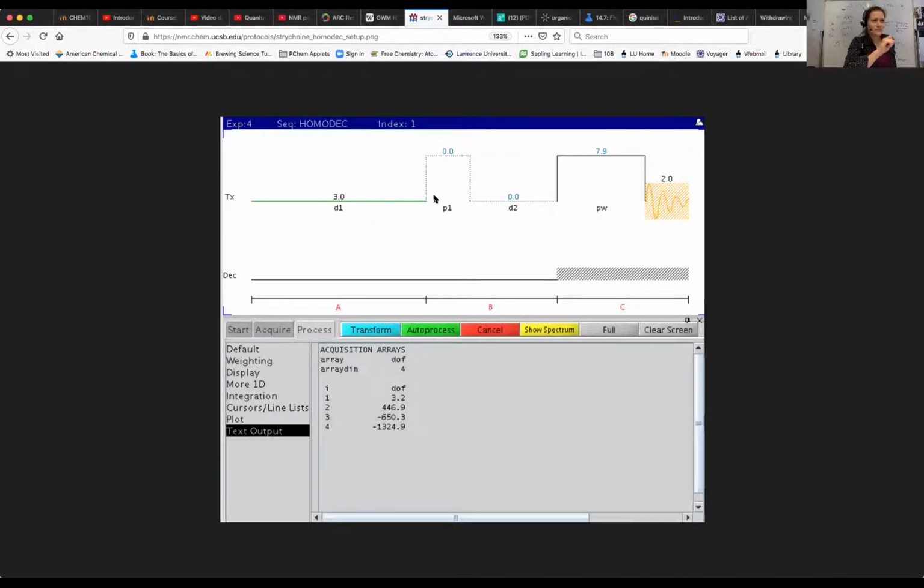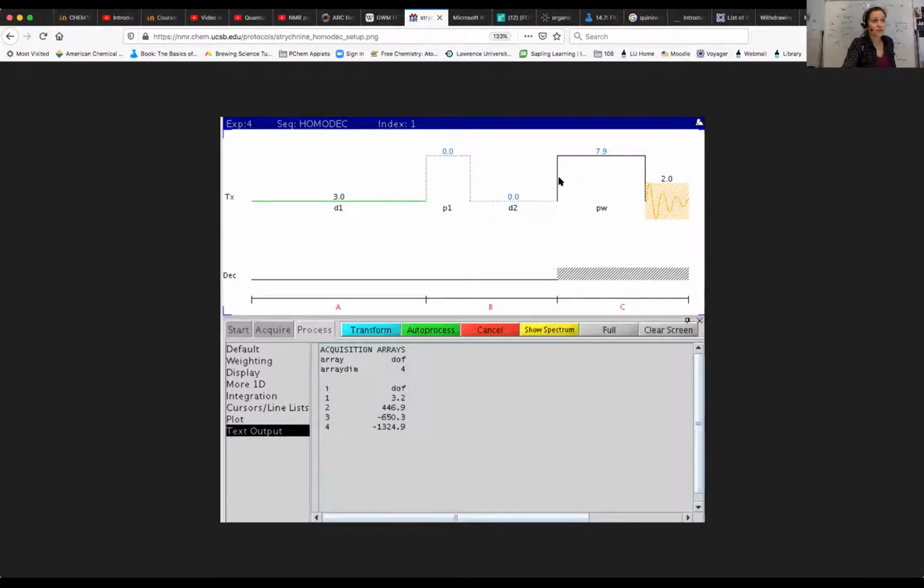Sorry. I'm good. Okay, so there's a delay. This would be pulse 1. This would be delay 2 after pulse 1. Notice that both of these numbers are 0. So essentially you have a 3 microsecond delay and then a 7.9, probably a millisecond pulse width.